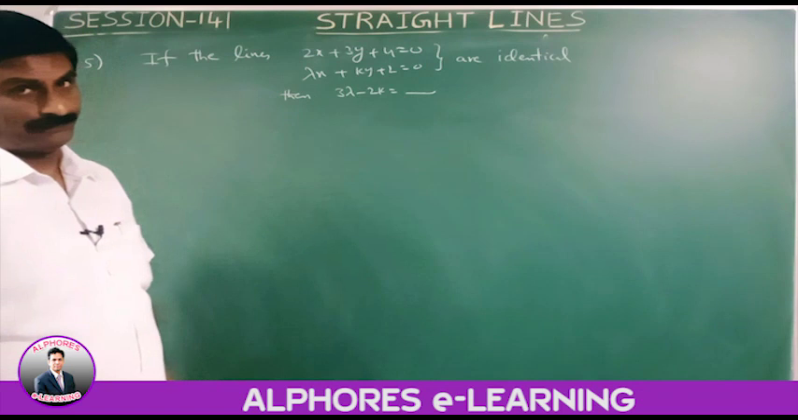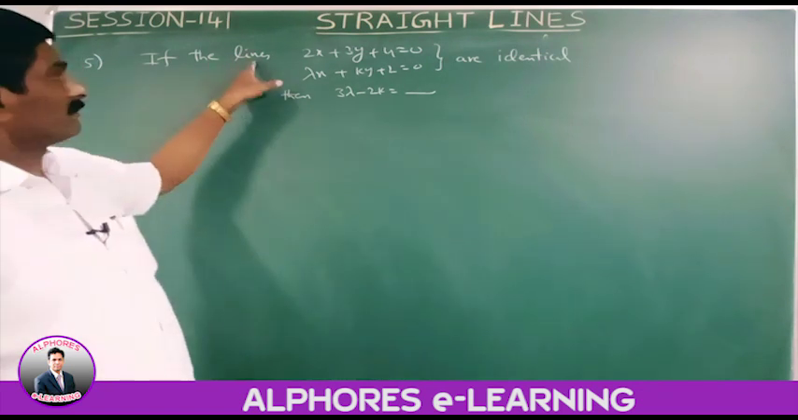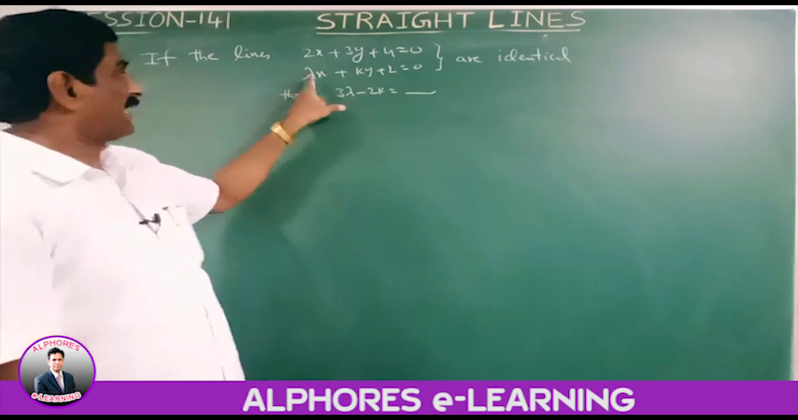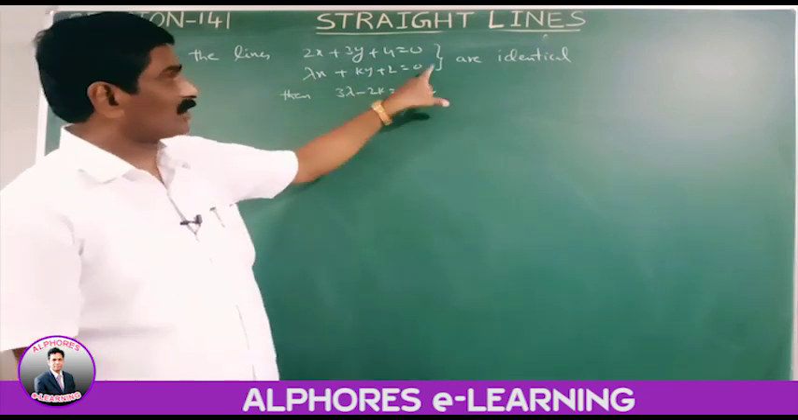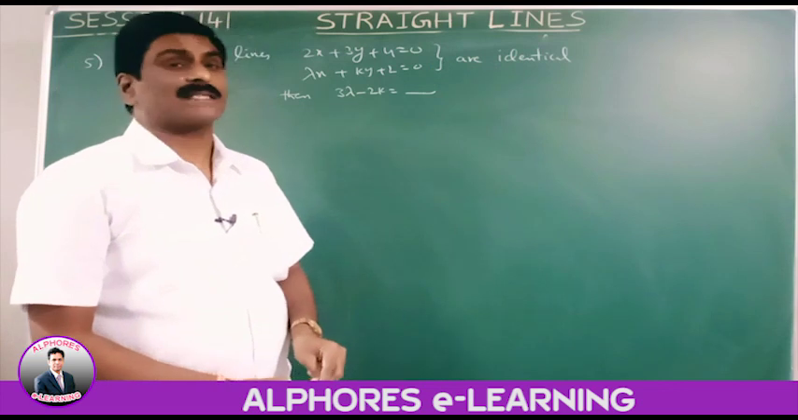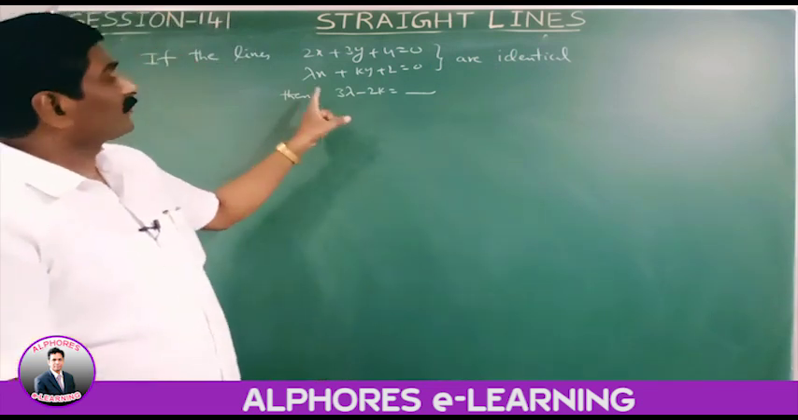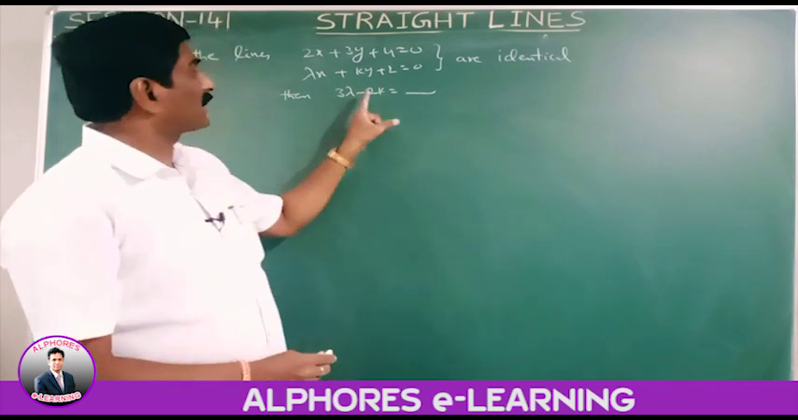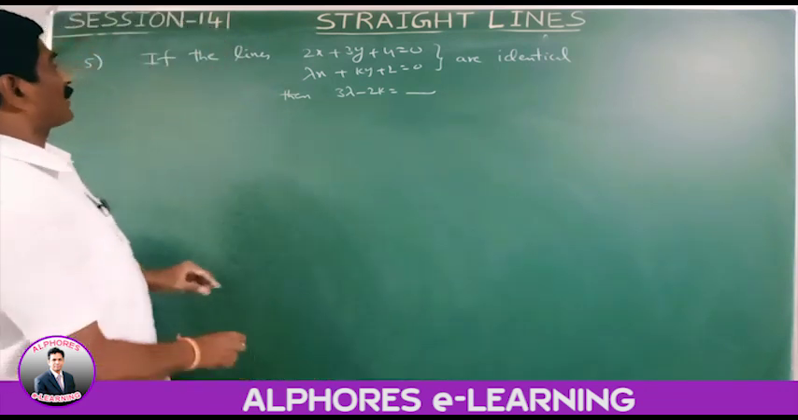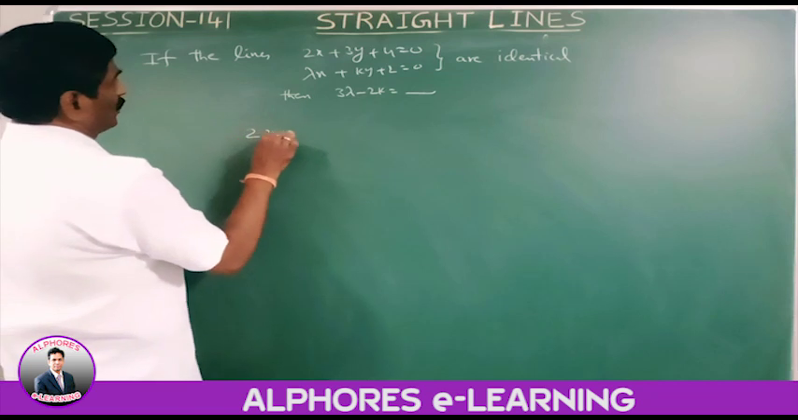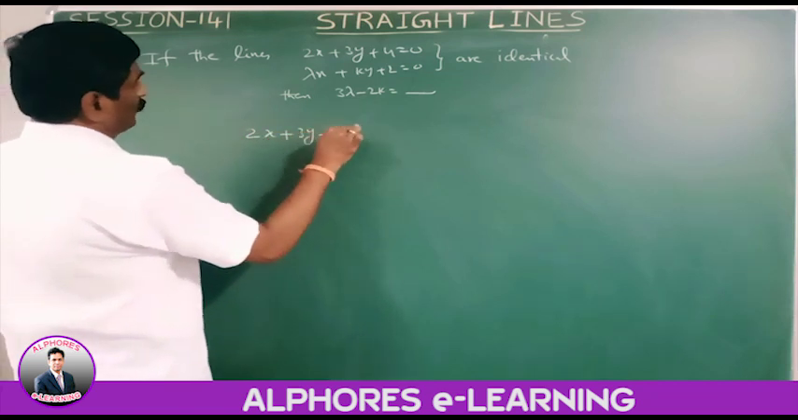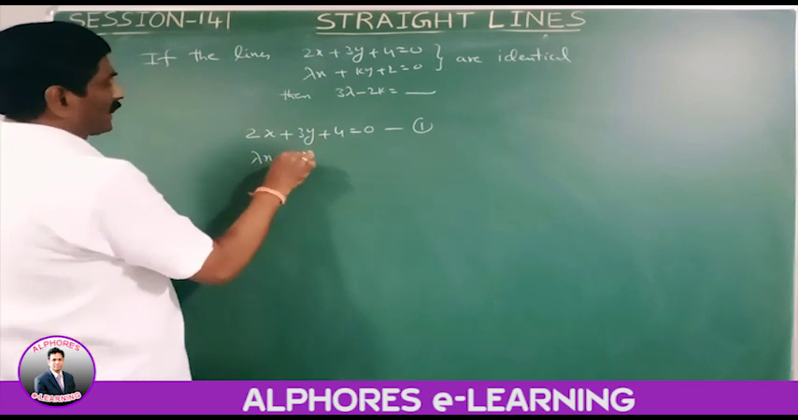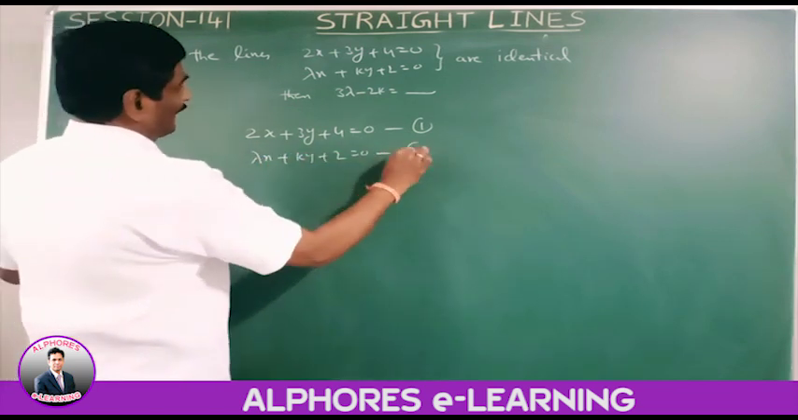Fifth one: if the lines 2x plus 3y plus 4 is equal to 0 and lambda x plus ky plus 2 is equal to 0 are identical or coincident lines, then the value of 3 lambda minus 2k is equal to dash. Here, what are the lines? The line equations are 2x plus 3y plus 4 is equal to 0 is one of the lines, and lambda x plus ky plus 2 is equal to 0 is the second line.